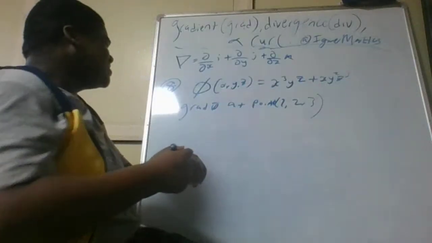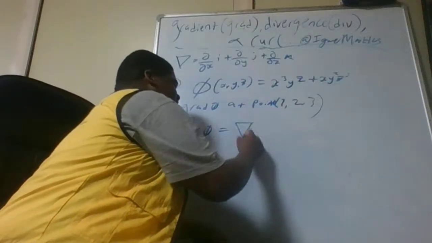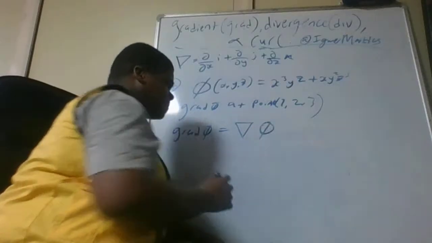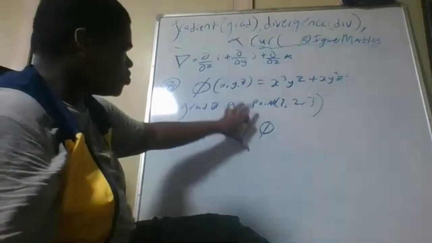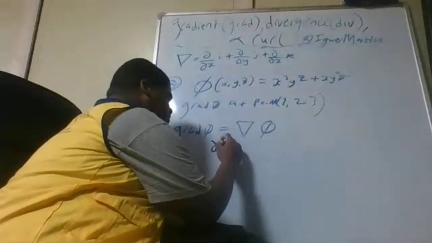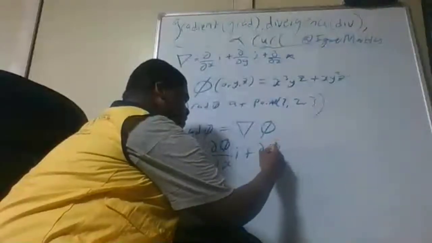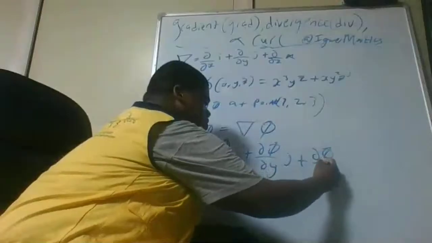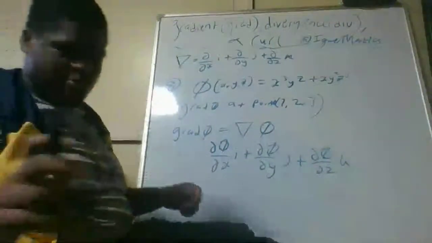Okay, how do we define the grad 5? Grad 5 is defined as nabla times our scalar field 5. I told you that there's a simple way of expanding this. You can't use this to solve this per se. But after you expand, you get the partial derivative of 5 with respect to x i plus the partial derivative of 5 with respect to y j plus the partial derivative of 5 with respect to z k. I believe you can still remember that. Hope you still remember.